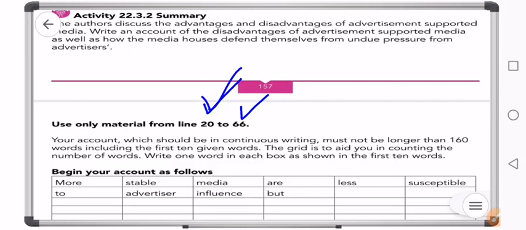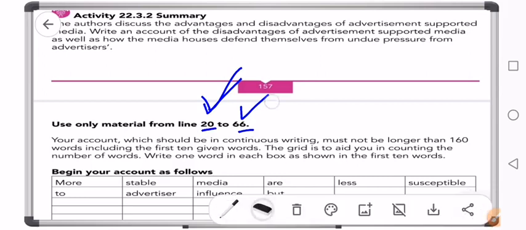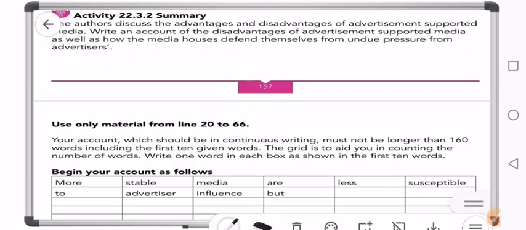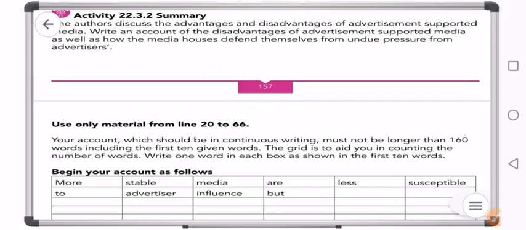Anything that is not from line 20 to line 66 is totally wrong. It's completely wrong, and they deduct 5 marks for writing nonsense, because they told you from line 20 to line what? 66. So you need to be careful when you write a summary. Check which paragraph to which paragraph, or which line to which line, they told you to write from.